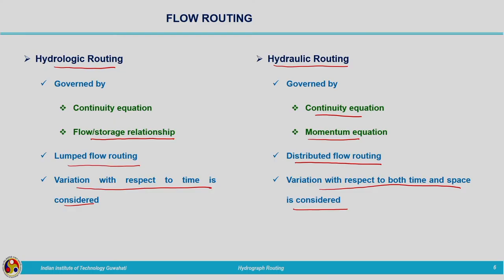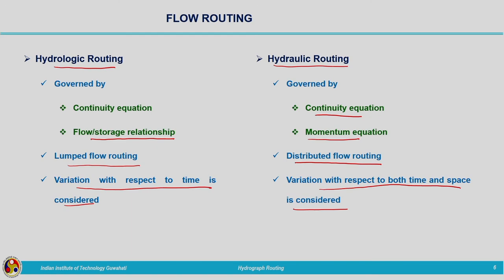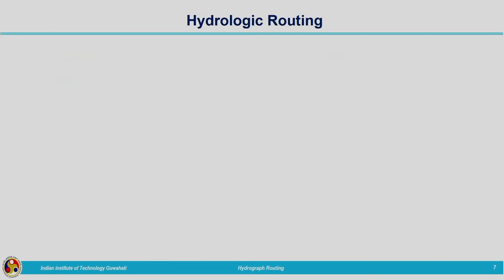But for more accurate results, and in cases where we need the variation with respect to space and time, we need to make use of hydraulic routing. In this course, we will be studying hydrologic routing in detail compared to hydraulic routing, but we need to understand in which form the continuity and momentum equations come into account in the case of hydraulic routing. Let us look into these two routings separately.